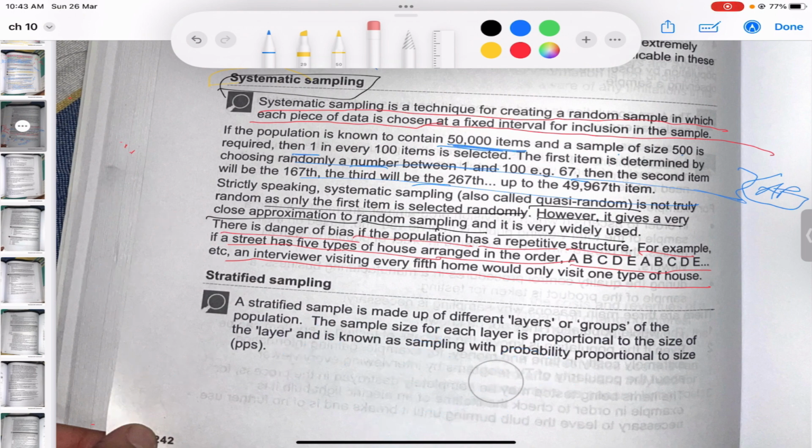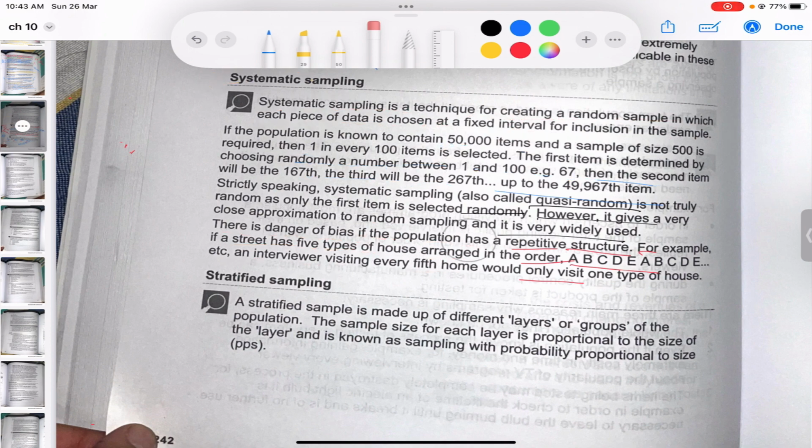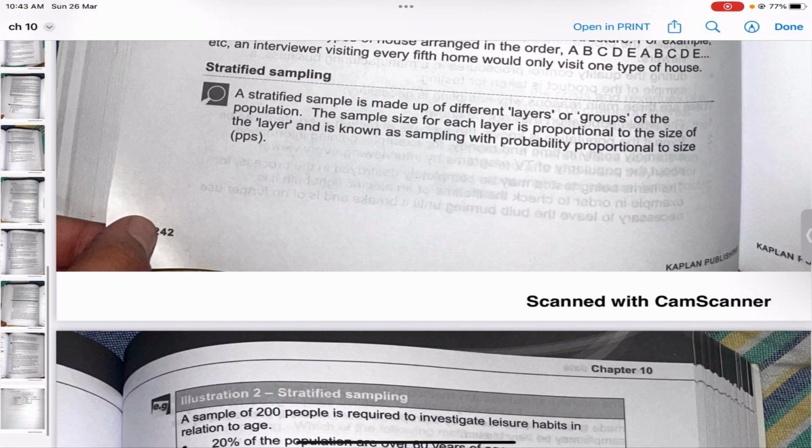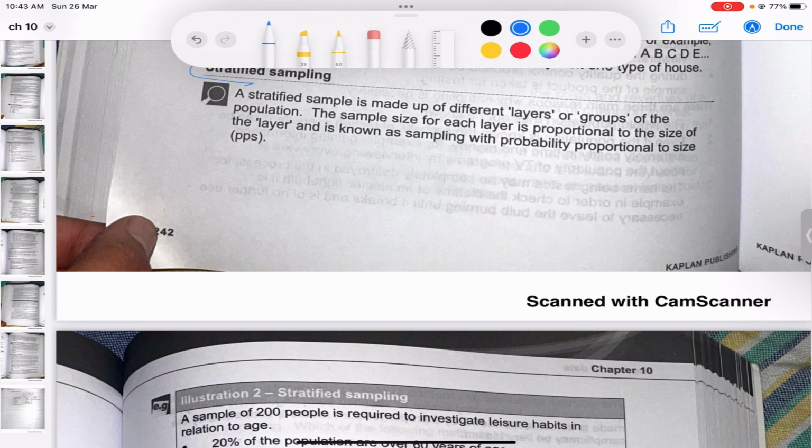Okay, so now we saw what random sampling is and we saw what quasi-random or systematic sampling is. Now we will be moving on to stratified sampling. What do you understand by the word stratified? Stratified is basically one over the other. A stratified sample is made up of different layers or groups of the population. The sample size of each layer is proportional to the size of the layer and is known as sampling with probability proportional to size.